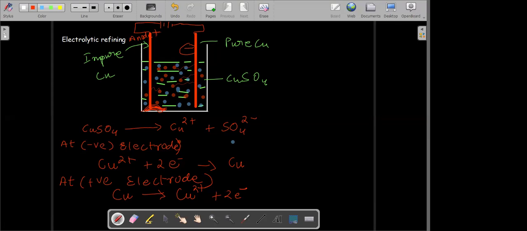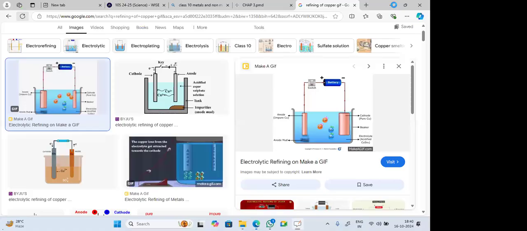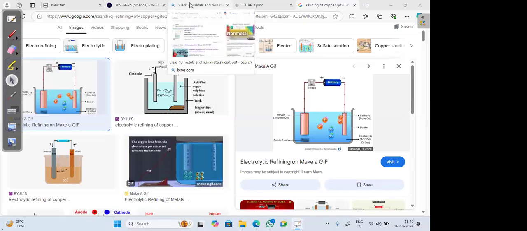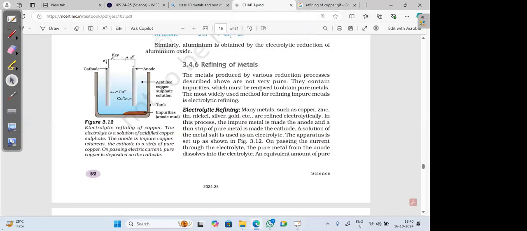Alright. So by this process of electrolytic refining, we are able to obtain about 99.9% pure copper. So just see your text also. Anyone having any doubt here? No, sir. That's good.